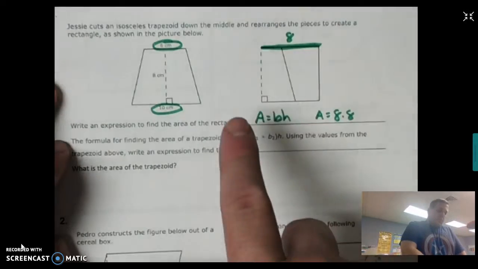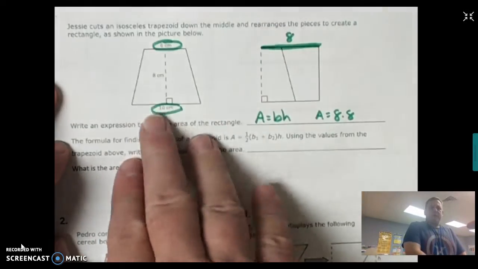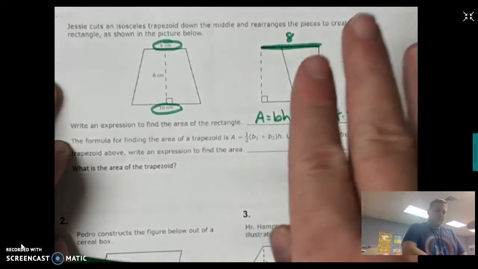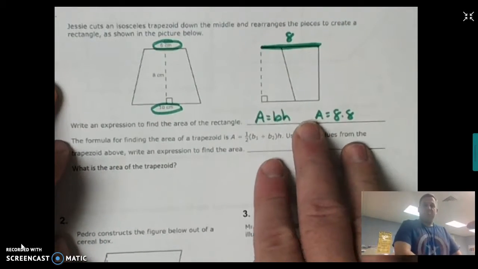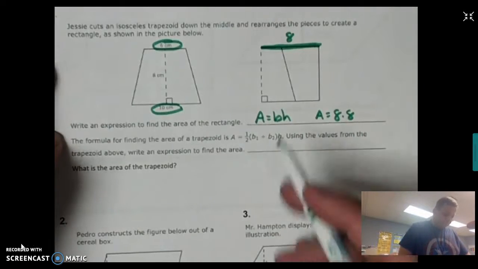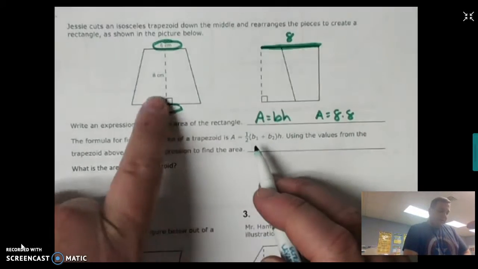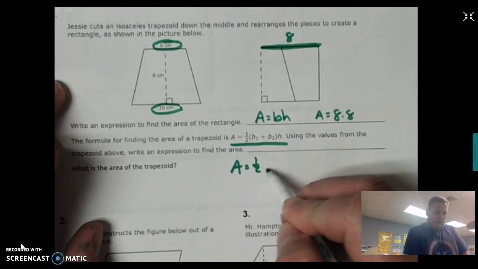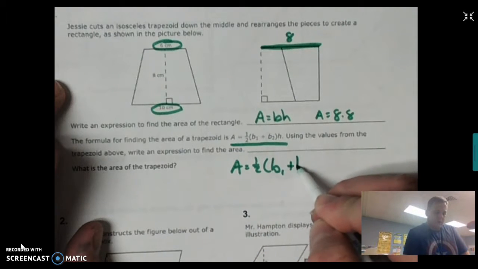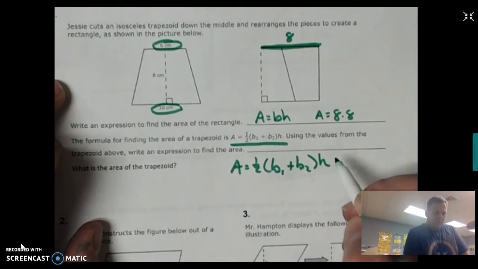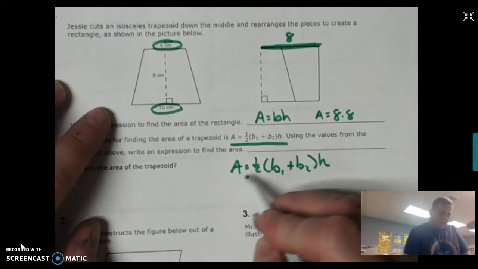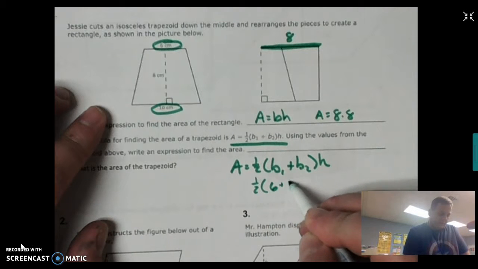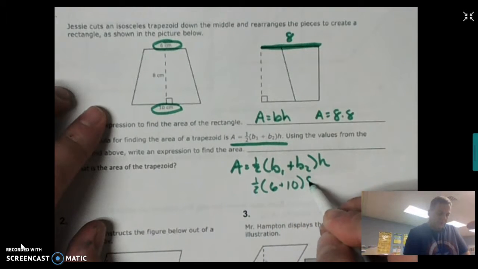So, remember I told you focus on the trapezoid. There's a question like this on your test. We're focusing on the trapezoid because this is not something we get yet, which is fine. So now we're going to find the area of the trapezoid. It gives us the formula A equals 1/2 times (B1 plus B2) times the height. So we add our 1/2, we add our bases, which is 6 plus 10. We multiply it times the height, which is 8.